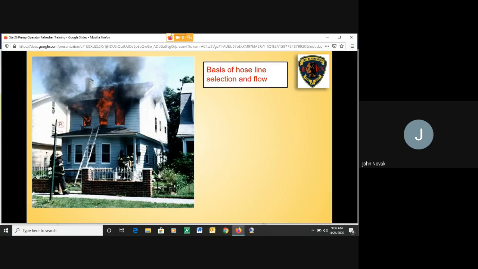So here we have a 2-story residential. I like to use this slide because there's a lot of good things going on here. We've got a fire in a residential, second floor, front. So questions you need to ask. What's the area? Where's the fire at? First floor, second floor, front, rear. Who makes that decision? The officer has to make that decision. The incident commander, whoever's arriving first on scene.